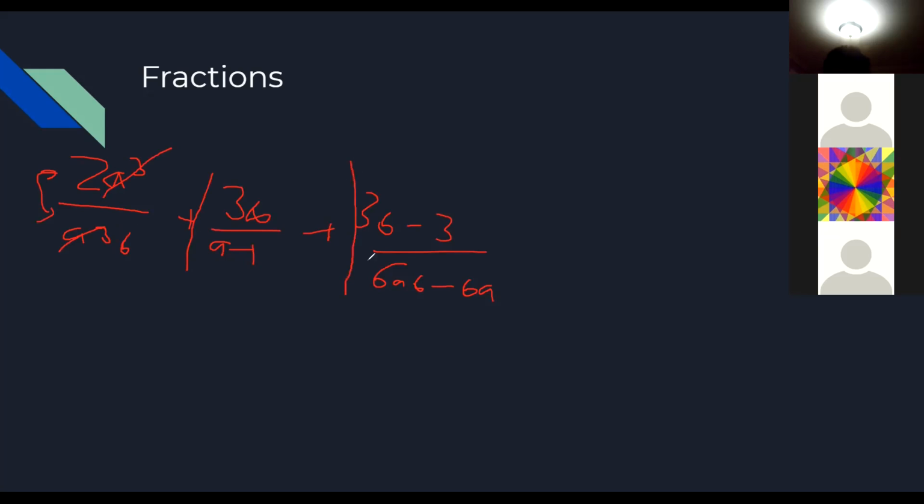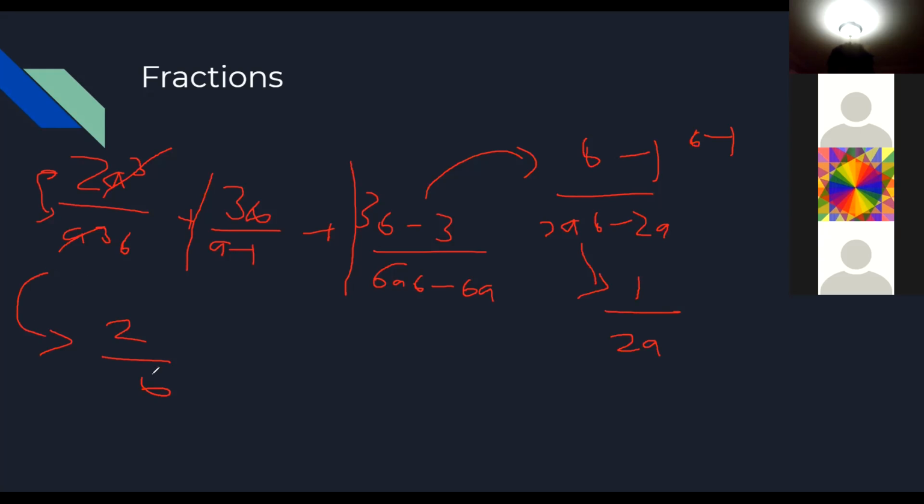This one has a common factor of 3, so this can be crossed out into b minus 1 over 2ab minus 2a, and it has a common factor of b minus 1, so that crosses out further into 1 over 2a. So the new expression would be 2 over b plus 3b over a minus 1 plus 1 over 2a.